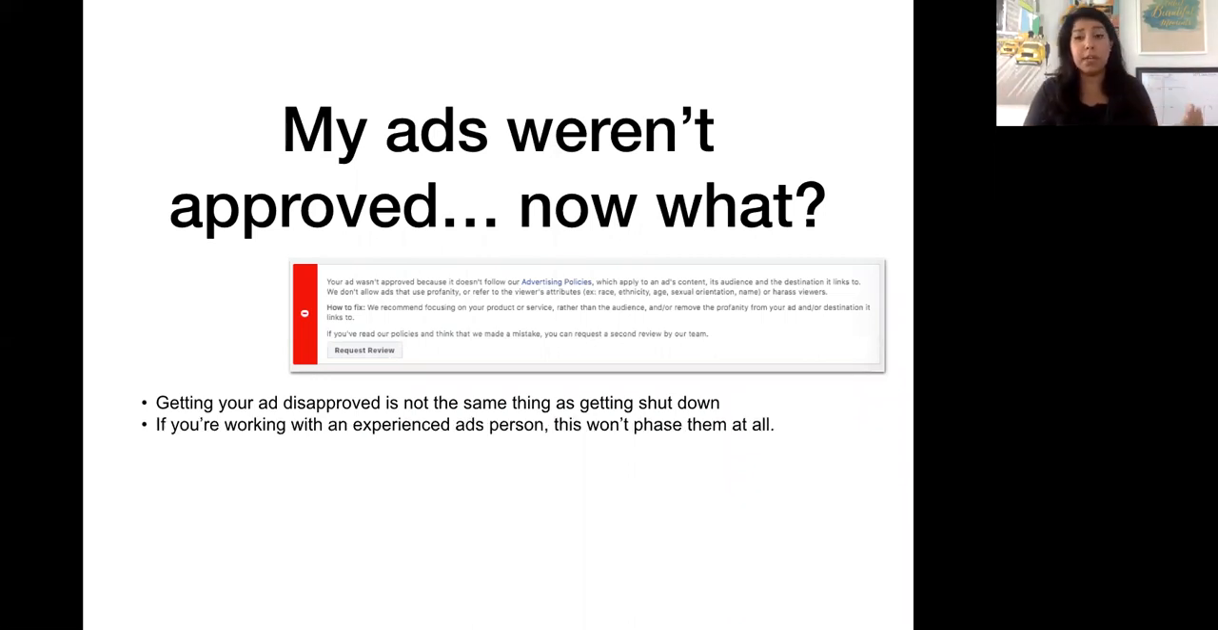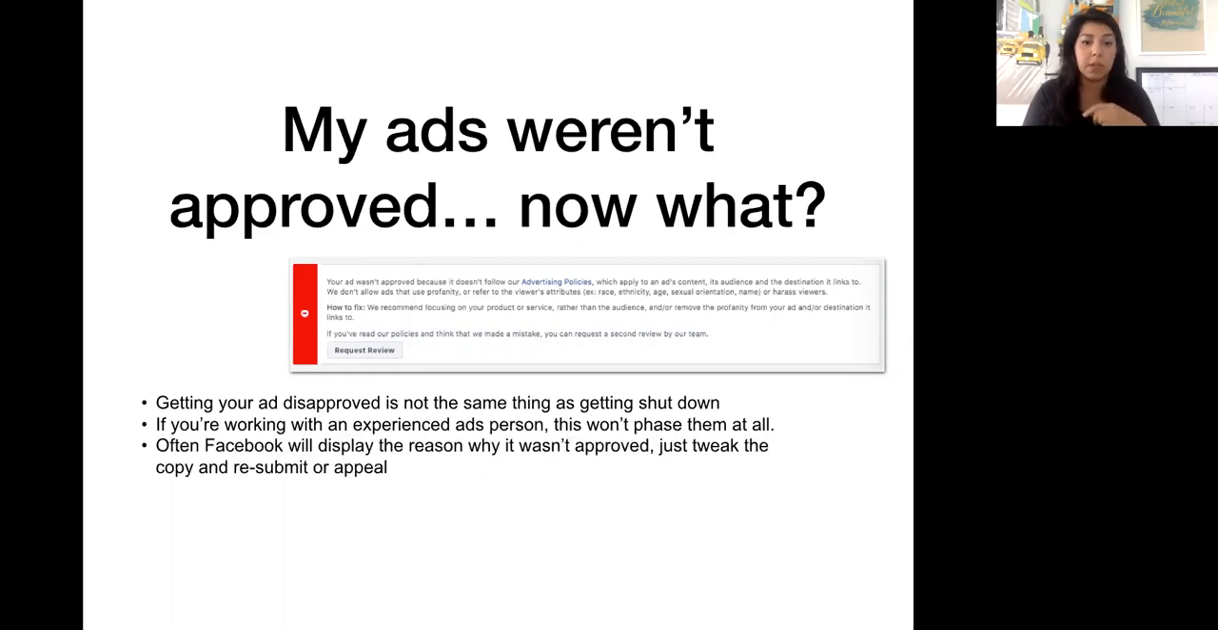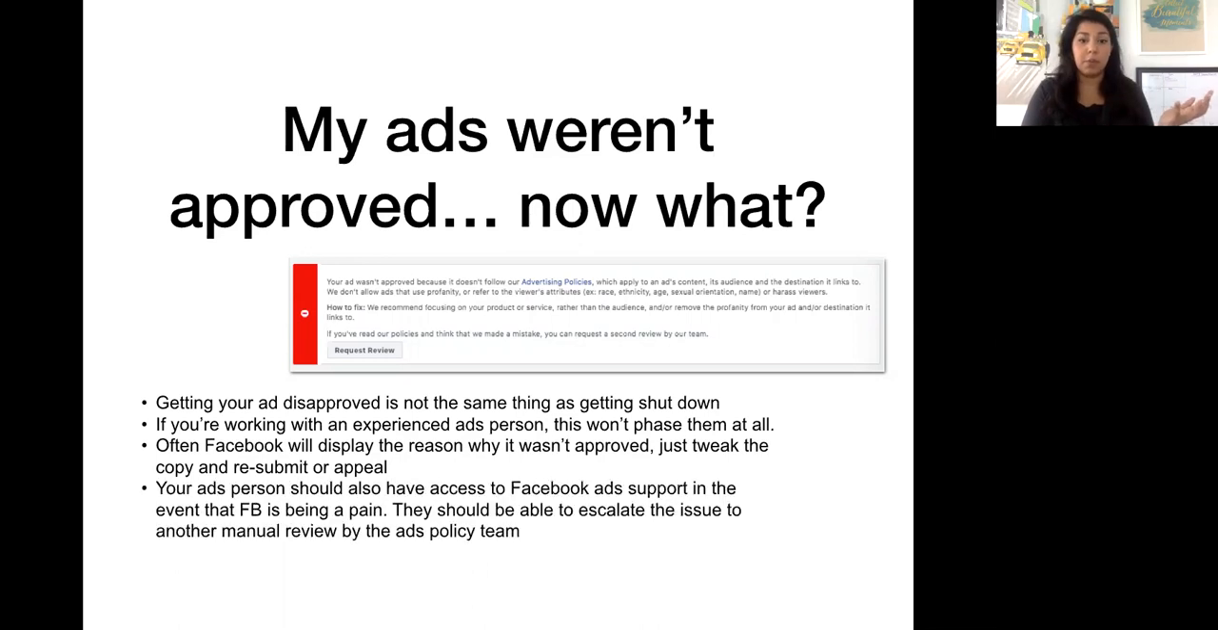If you're working with an experienced ads person, this won't faze them at all. They'll know exactly what to do and they'll work with you to solve this. So again, lean on an ads person if you have the option. Often Facebook will display the reason why it wasn't approved, so just tweak the copy and resubmit it, or appeal. And if Facebook is going to be a pain, your ads manager, assuming they're managing a certain amount of money every month, will have access to Facebook ad support, so they can escalate this for you.